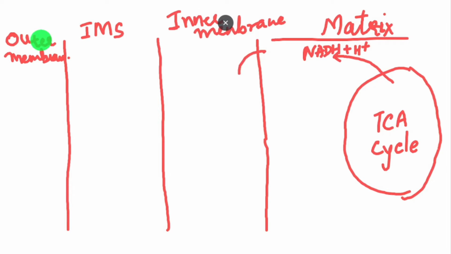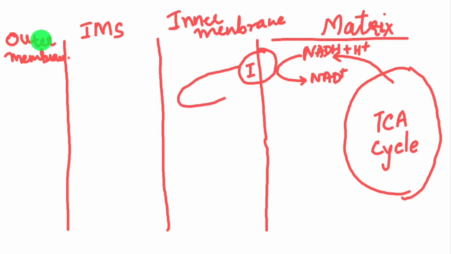So the first complex, this is complex 1. It is called NADH dehydrogenase because it removes hydrogen from NADH. Therefore, it is called NADH dehydrogenase. So what will happen? NADH is going to donate and become NAD plus, and it will go back to the TCA cycle.